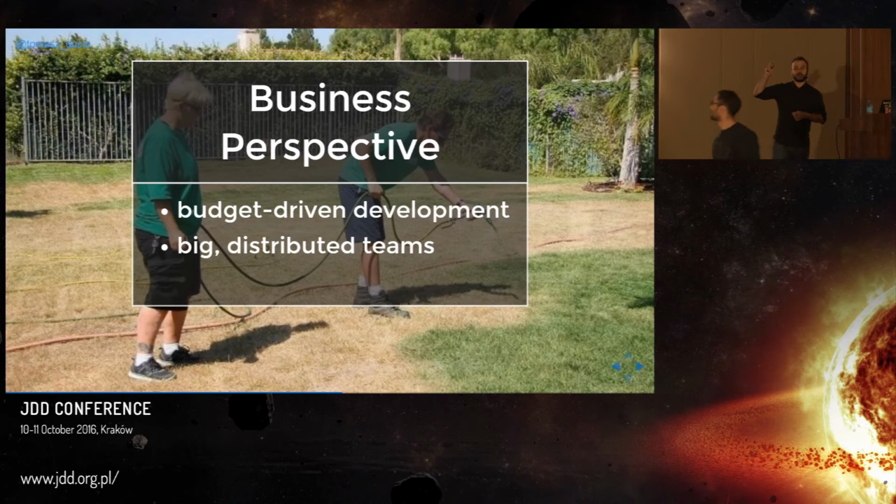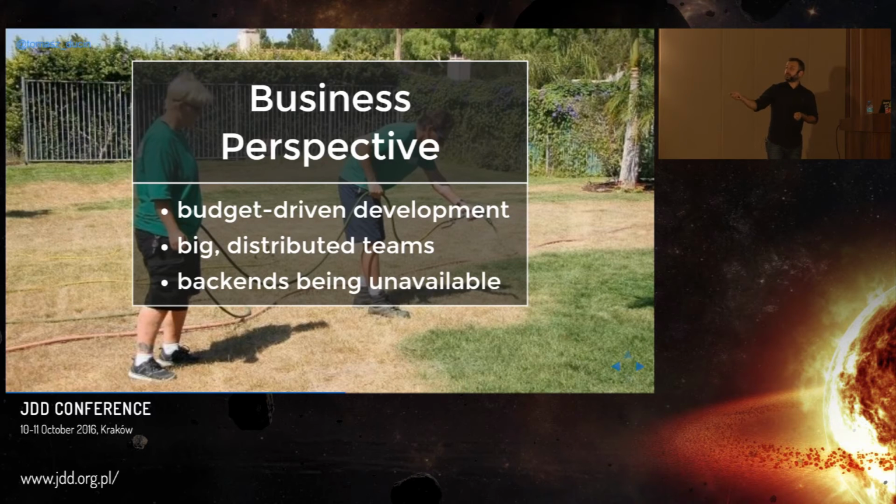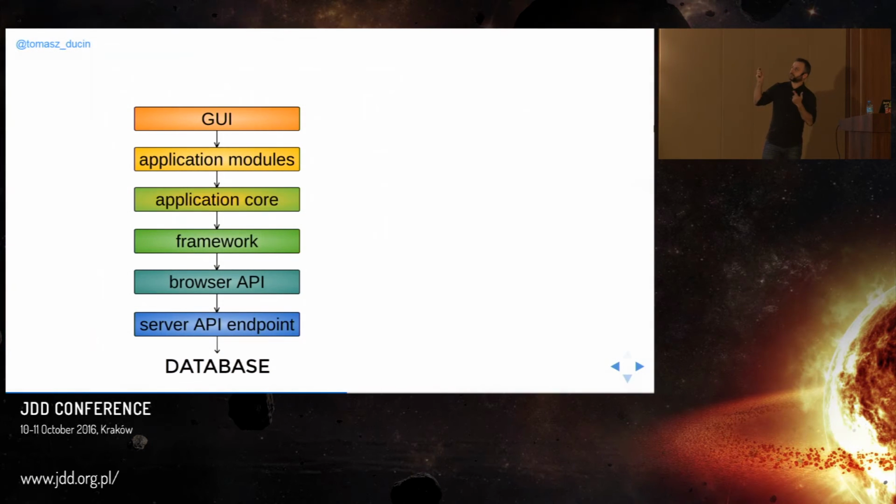And if a team from the States is working on a backend, and a team from Europe is working on the front-end, then it's really difficult to communicate what the communication is going to be, right? We need to make it more clear and more transparent. And finally, backends being unavailable. This is also a business problem because it generates a lot of money loss. So these are the problems we wanted to address from the business perspective.